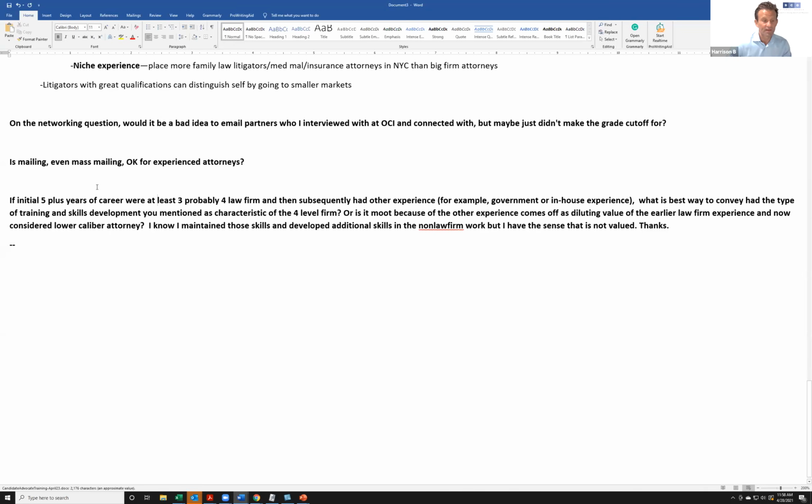In the initial 5 years of a career, I was at least 3, probably 4 years at a law firm, and then subsequently had other experience, for example government. What is the best way to convey that the type of training and skill developed, which you mentioned is a characteristic of the level 4 firm? Did I lose the value of my law firm experience because of the other experience, and am I now considered a lower caliber attorney? I know I've maintained those skills and developed additional skills in the other work, but I have the sense it's not valued.